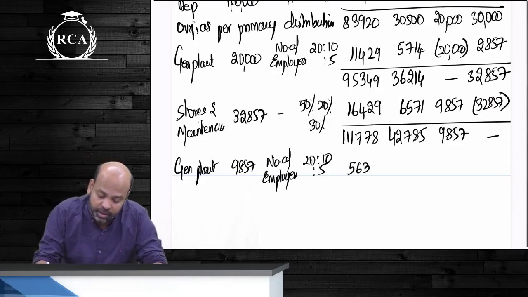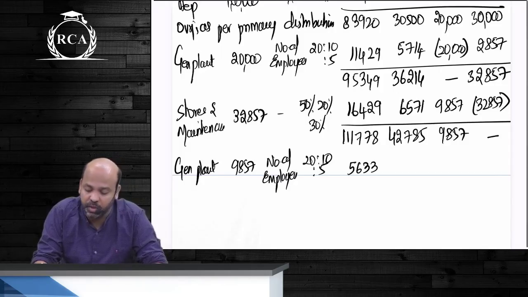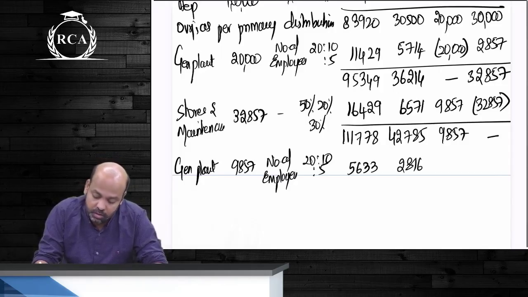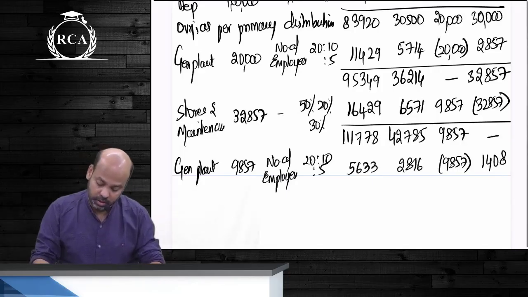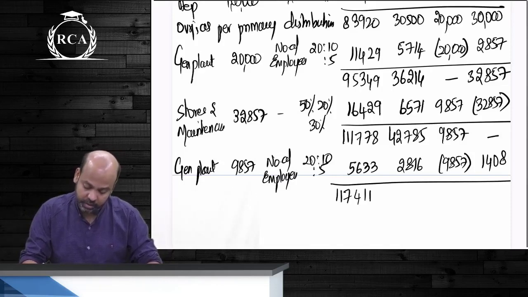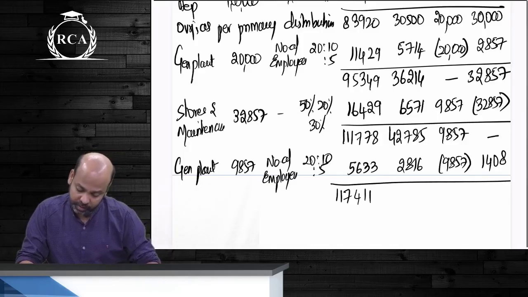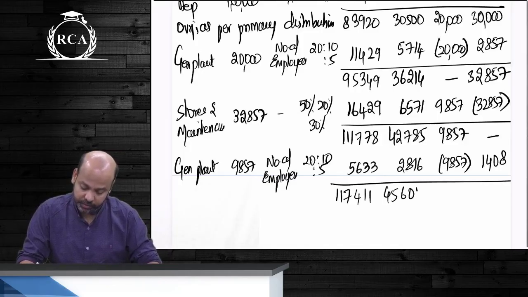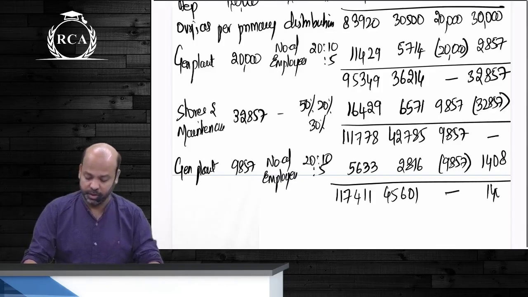5633, meaning this will become 281, and the last one, beta, 1408. After this, guys, you will get 1,16,17,300 and 411. This will become 44,000, 45,500 and 601. 01408.